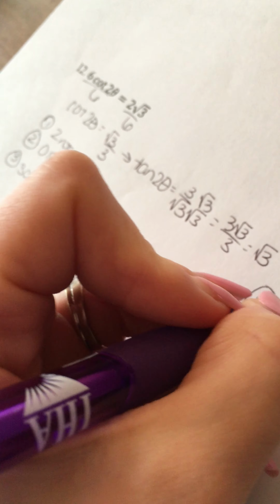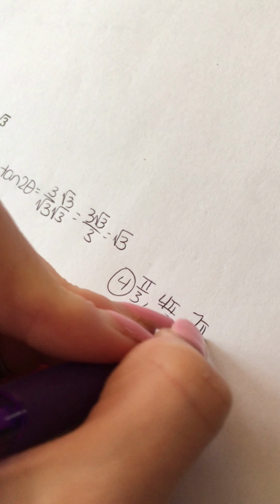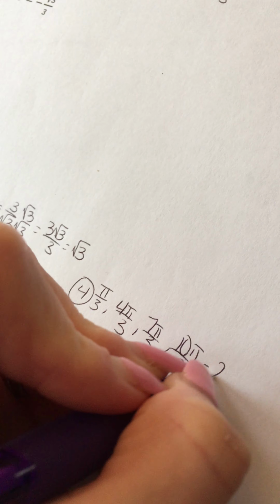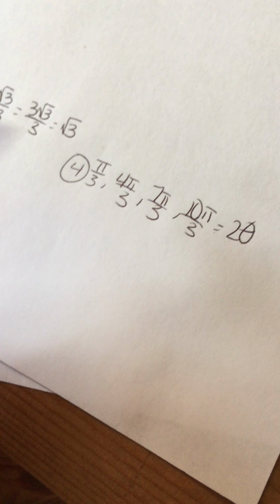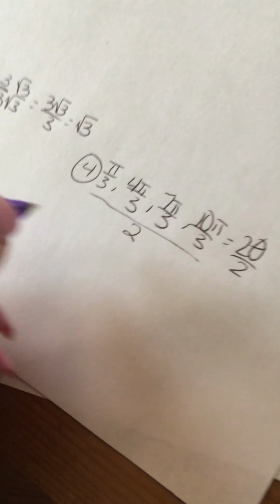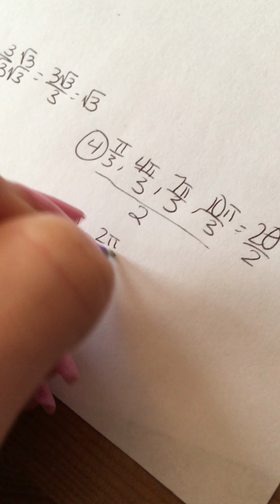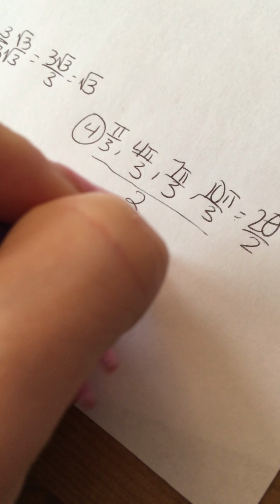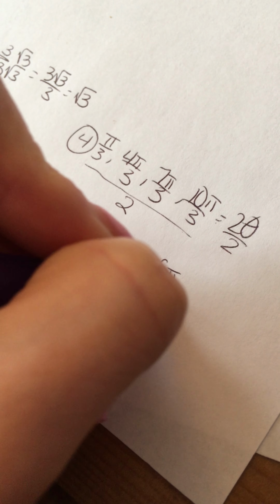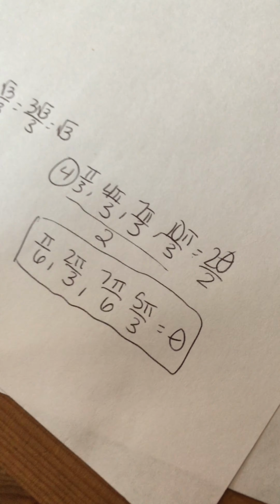Okay, so I have pi over 3, 4 pi over 3, 7 pi over 3, 10 pi over 3 is equal to 2 theta. All of these answers are between 0 and 4 pi. Now we just divide everything by 2. We get pi over 6, 4 pi over 6, which is 2 pi over 3, 7 pi over 6, and 10 pi over 6, which is 5 pi over 3, is equal to theta. A little bit faster with these two. All right.